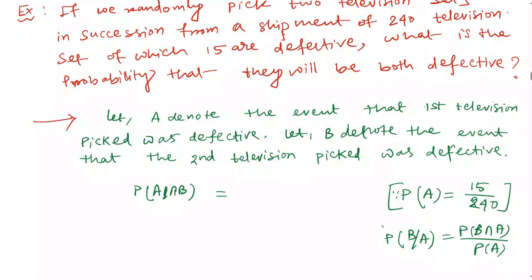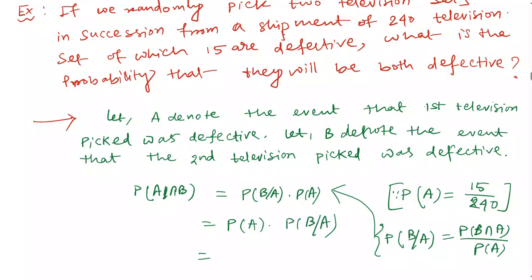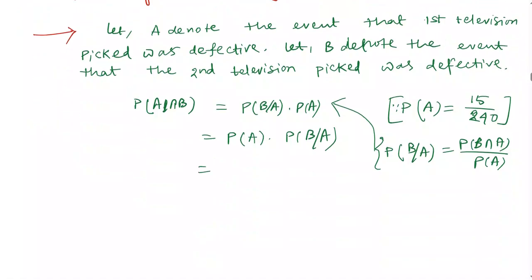If you use this formula, probability of A intersection B means probability of B intersection A, which is equal to probability of B given A times probability of A. Now that is equal to probability of A times probability of B given A. Okay, that's done. Look, probability of A is 15 by 240, that is fine. Probability of B given A is 14 by 239.